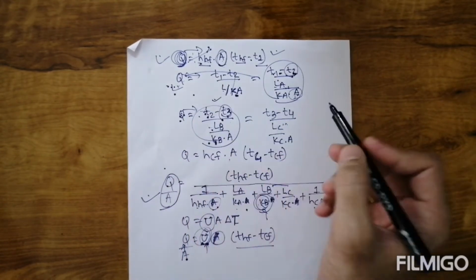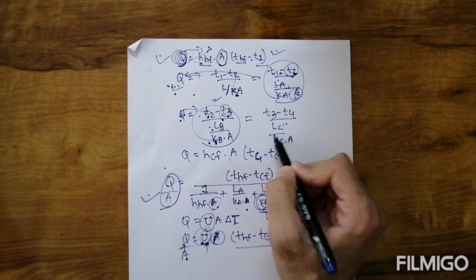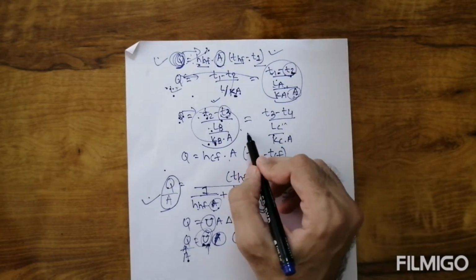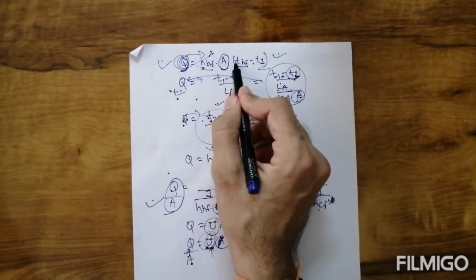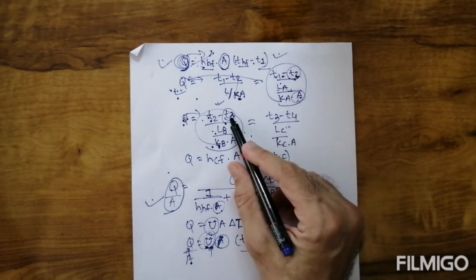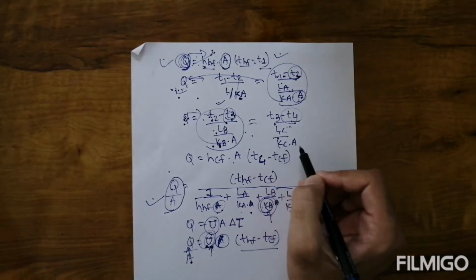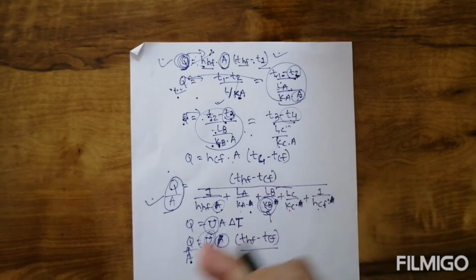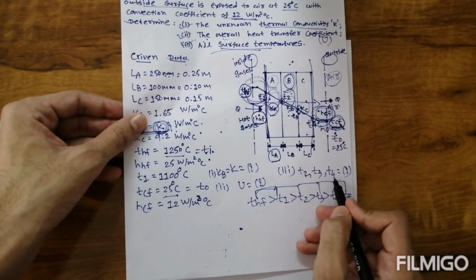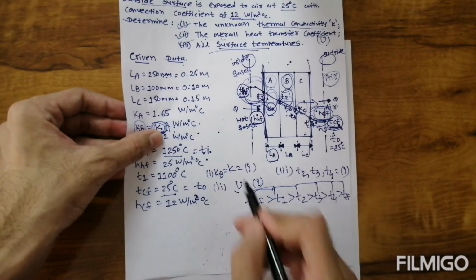T3 is found out. Similarly, we can use the equation Q is equal to... Now in this equation Q by A is there, already found out from that equation. Once T3 is found out from that equation, we can put it here. T4 is unknown, LC and KC are given, so we can find out T4. Our target is what? T2, T3, T4 to be found, capital U to be found, KB to be found.